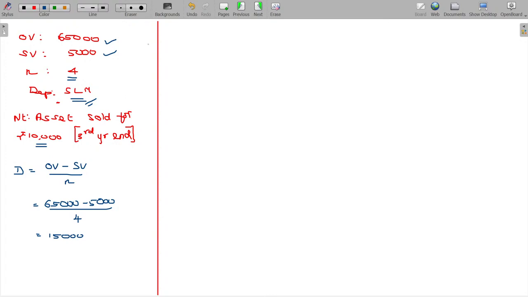So I am going to account this through the provision for depreciation model. So accounting of this with the provision for depreciation model. At the 0th period, you are purchasing the asset for 65,000. The journal entry: asset account debit to bank. The value here being 65,000.